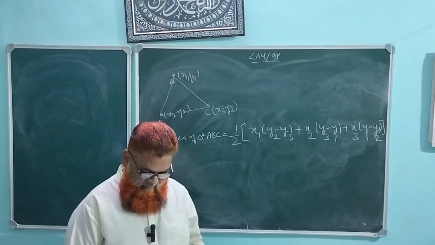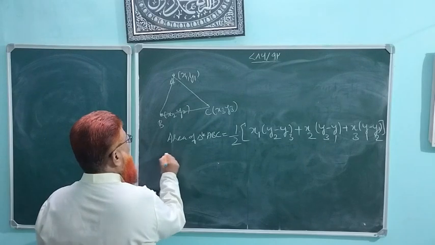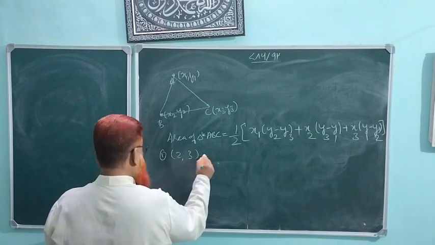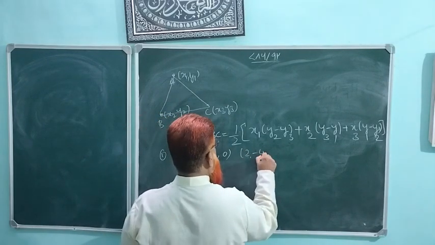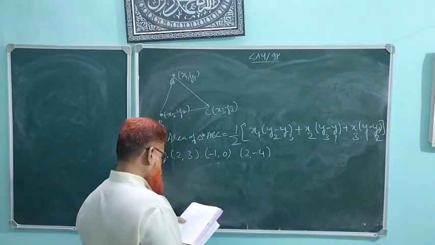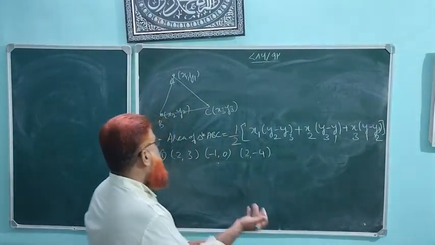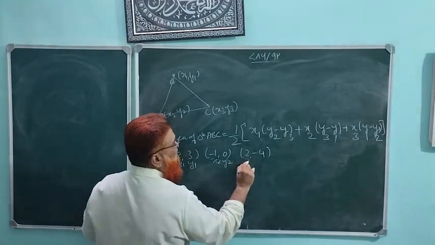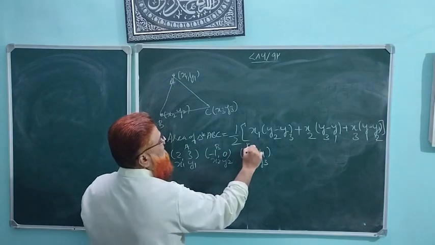based on this formula. Find the area whose vertices are 2, 3, minus 1, 0 and 2, minus 4. For this we have to find the area of the triangle. So name it: x1, y1, x2, y2, x3, y3. It's A, it's B and it is C.